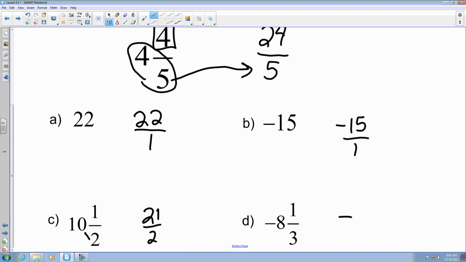Because it could be easily mistaken for taking -8 times 3, which would be -24, adding it to 1. Well, -24 plus 1 is actually -23. But you do not use the negative number when you're making an improper fraction. So you're just going to say 8 times 3, which is 24. 24 plus 1 is 25. And then you just attach the negative onto the improper fraction. Okay?